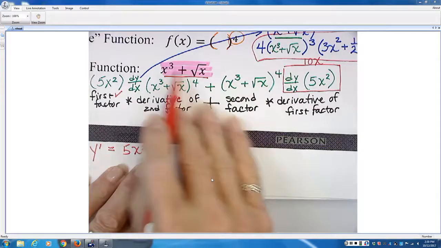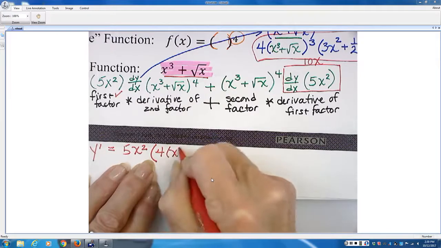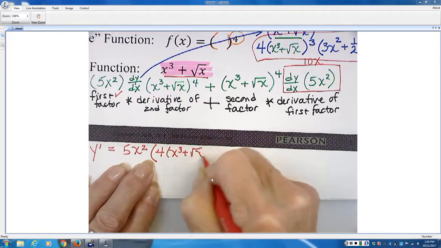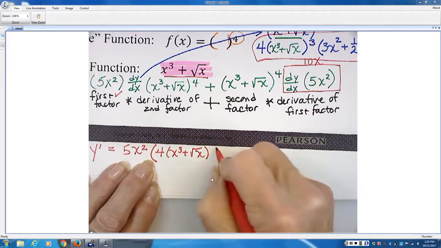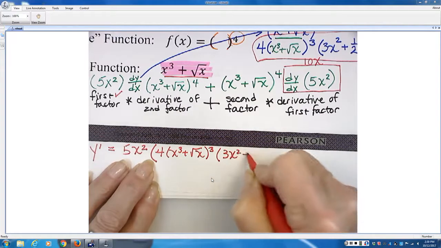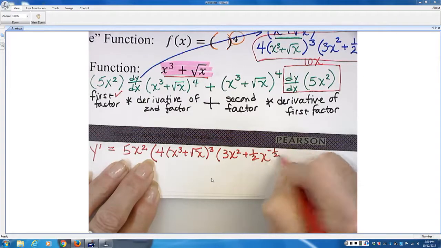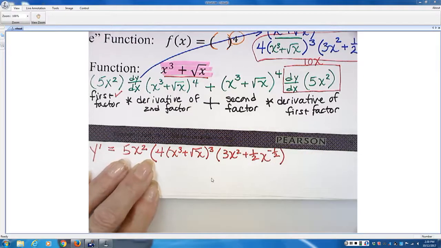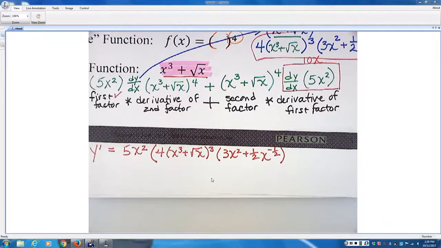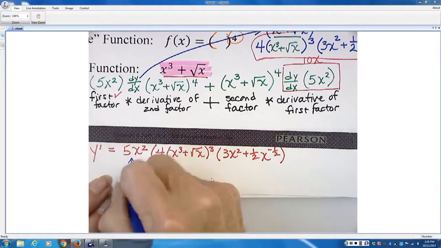And the derivative of that is 4 times x cubed plus square root of x raised to the 3rd power times 3x squared plus 1/2 x to the negative 1/2 power, close your parentheses and stop. This is your first factor.